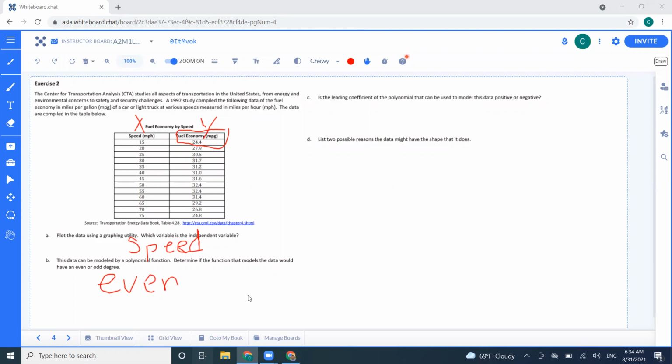Okay. All right. So it says, is the leading coefficient of the polynomial that can be used to model this data positive or negative? Well, we would say it could be negative because it approaches negative infinity at both ends. So what we would say is, since it is approaching negative infinity, then it could be negative.